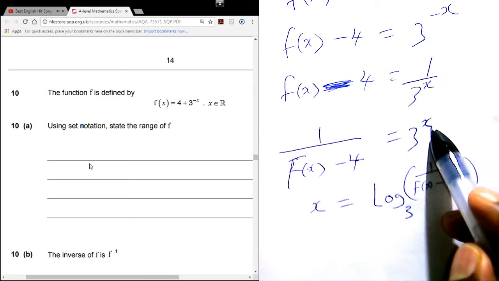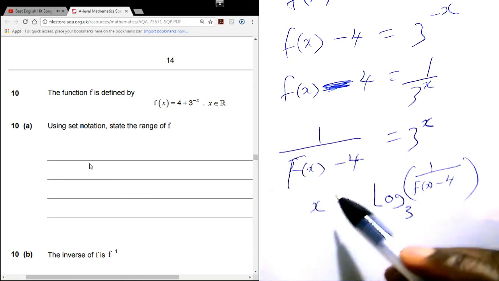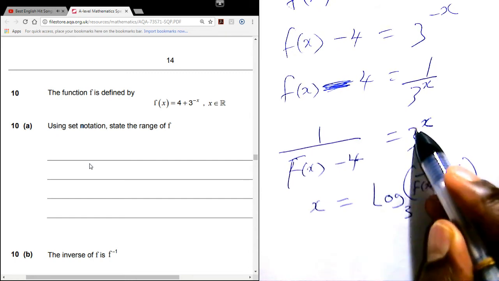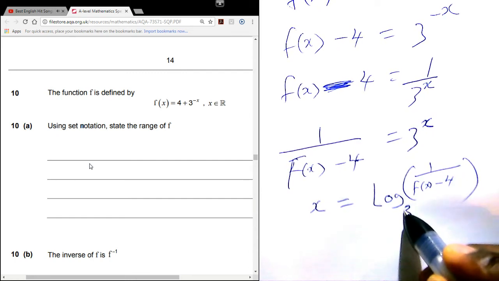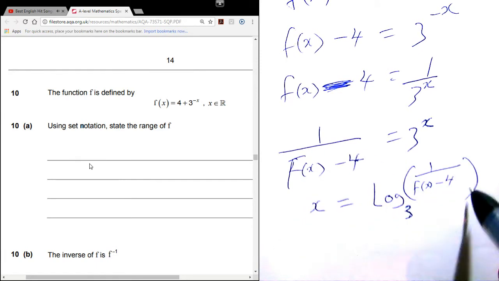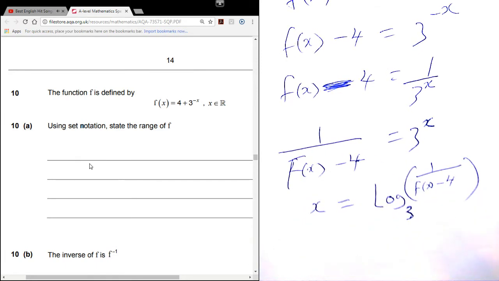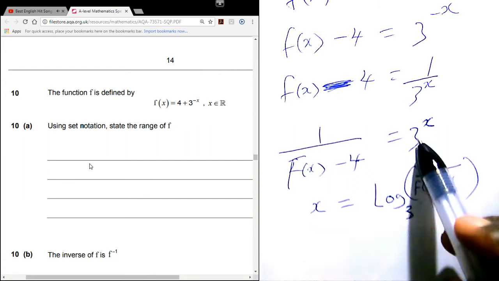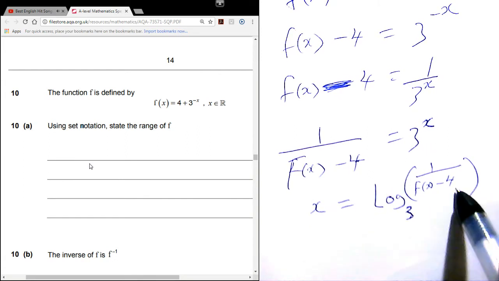And that is how to rearrange indices into logarithms. The power becomes the big guy. The base which is under the power is still the base under the logarithm, but the number we were talking about is still the number we are looking at. So the power becomes the big guy, the base stays as the base, and the number stays as the number.